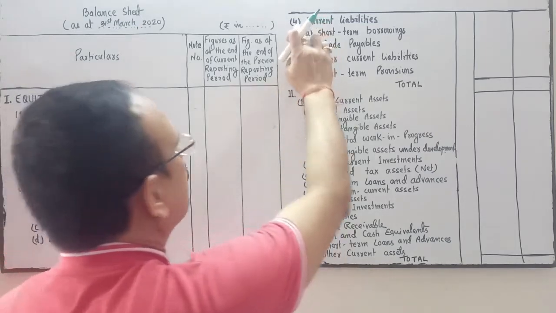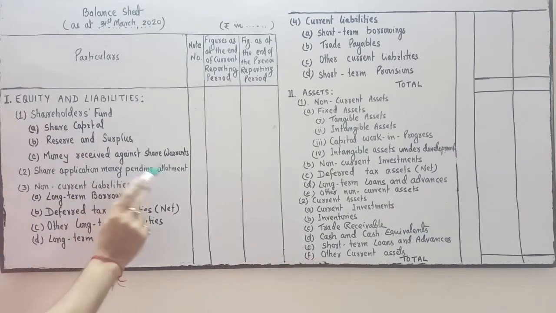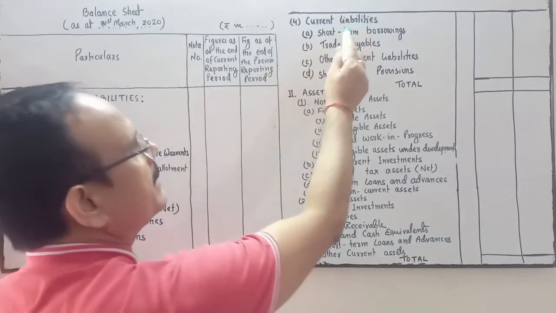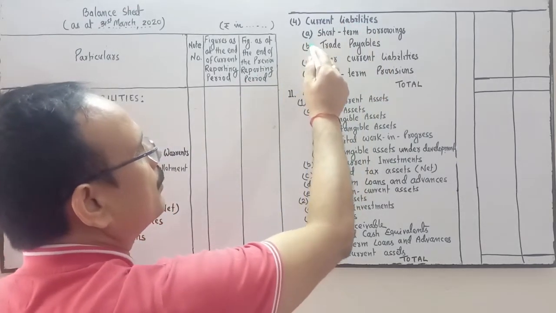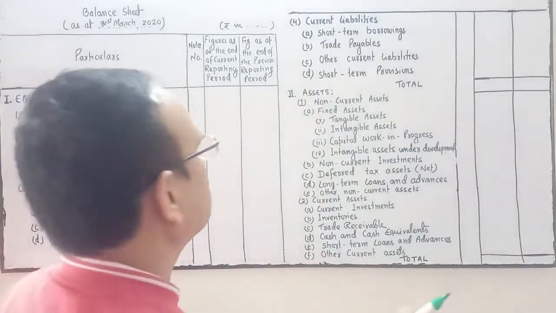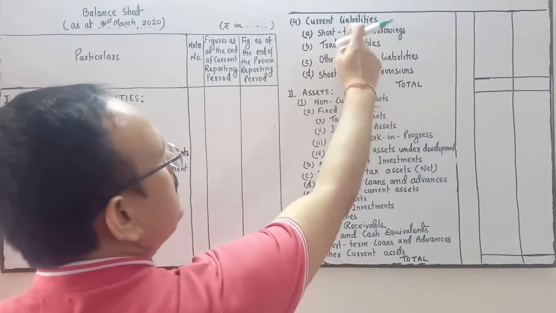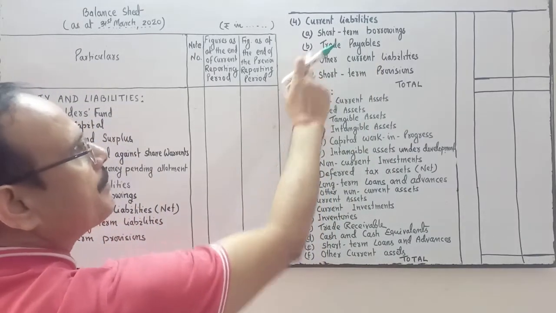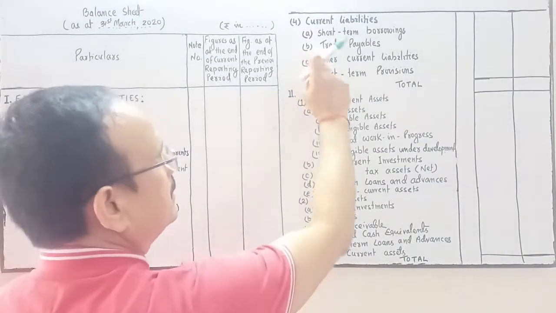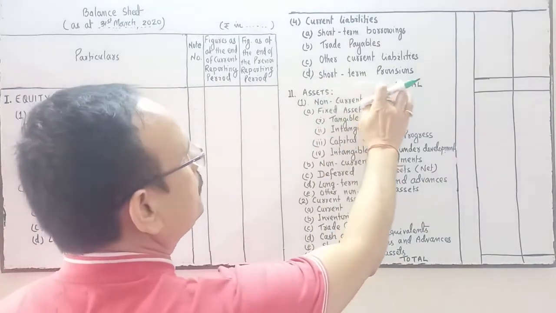Now come to the fourth one. First one is shareholders fund, second one is share application money pending allotment, third one is non-current liabilities, fourth one is current liabilities. Under the current liability, there are the 4 current liabilities. First one is short-term borrowings. Here in the long-term liability, long-term borrowings, here in the short-term borrowings in the current liability. Thereafter trade payables, creditors and bills payable, trade payables. Thereafter other current liabilities. Thereafter short-term provision.